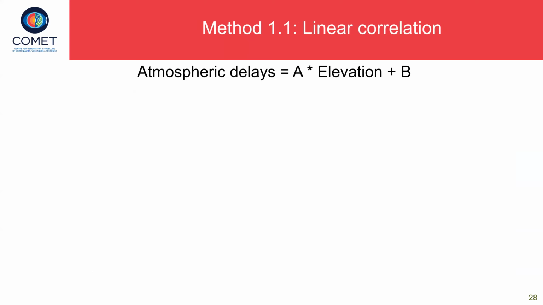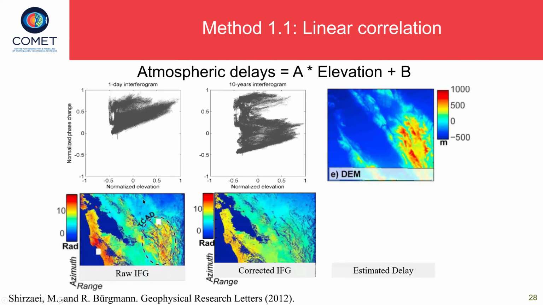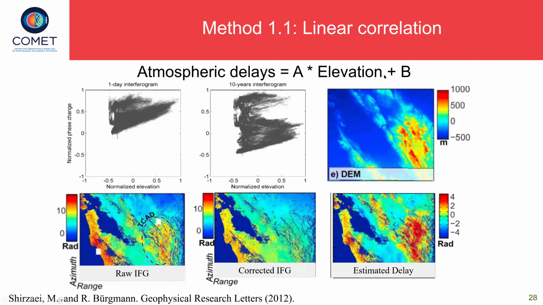For example, in this case, you have this linear equation. You can assume that all the atmospheric delays are correlated with the elevation, because we already know that it has an elevation-dependent component. So the atmospheric delays are correlated with elevation linearly. Then you can use your own interferograms to estimate parameters A and B. After that estimation, you can produce a correction map like this. This is the correction map based on this equation.